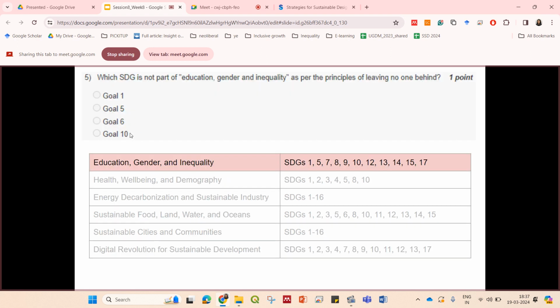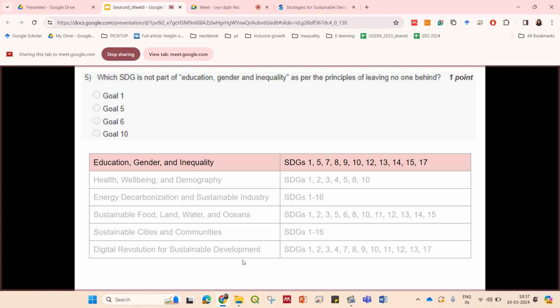So coming back to our question, which is asking which SDG is not a part of education, gender, and inequality as per the principles of leaving no one behind. You can see that goal 6 is not a part of this or is not closely related to education, gender, and inequality. So I hope this is clear.